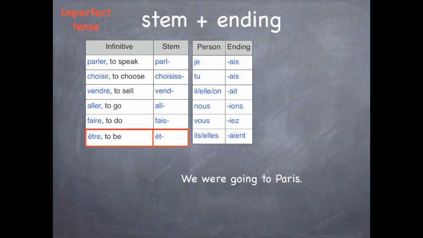We were going to Paris. The stem of aller is ALL, and the ending for nous is IONS. Nous allions à Paris.